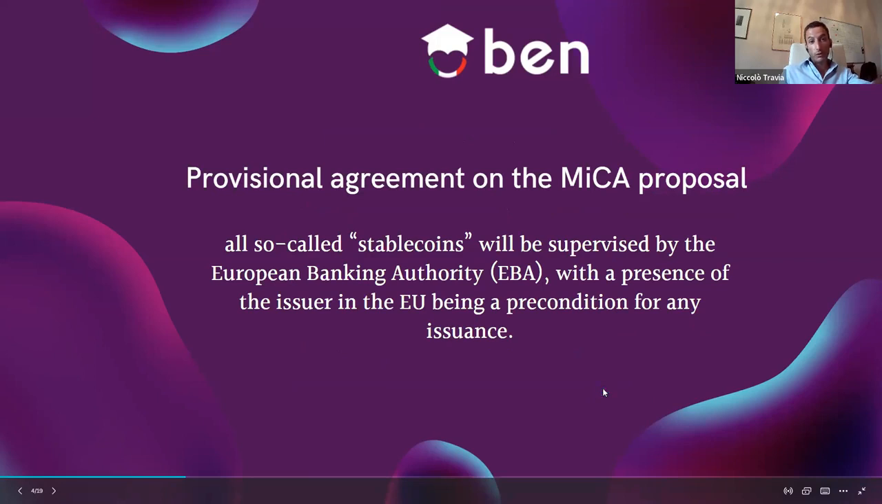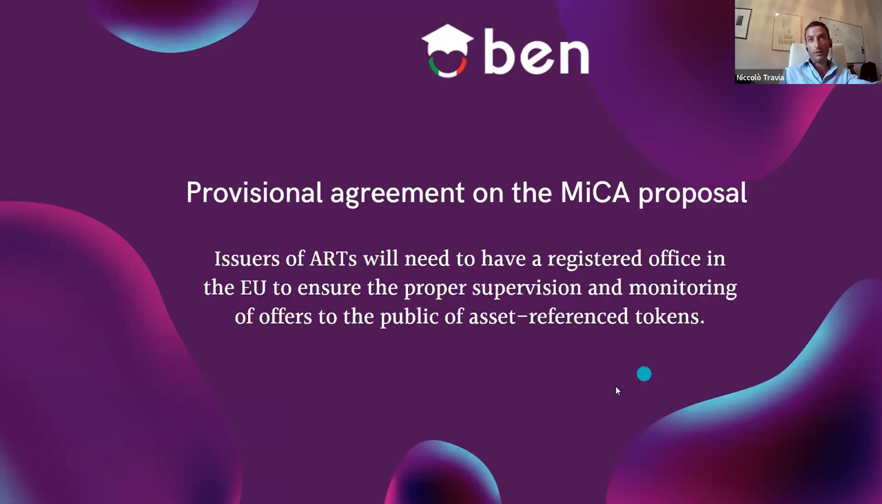There will be supervision on stablecoins by the European Banking Authority, and every member state will have to appoint a national authority that regulates specifically stablecoins. And the issuers of asset reference tokens, and also e-money tokens, will have to have a registered office in the European Union to ensure the proper supervision and monitoring of offers.